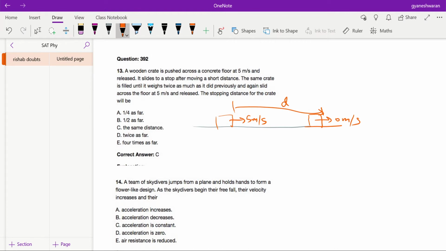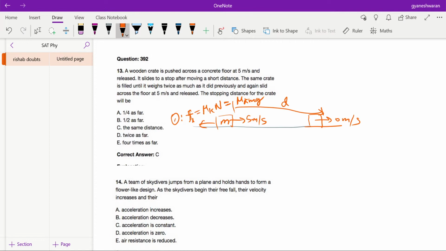And during this time it slowed down to rest because there was a retarding force due to friction. So let us call that kinetic friction. This is case 1, so let us call it F1. And we know F1 is mu k times normal reaction, which will be mu k times mg, where m is the mass of this block.